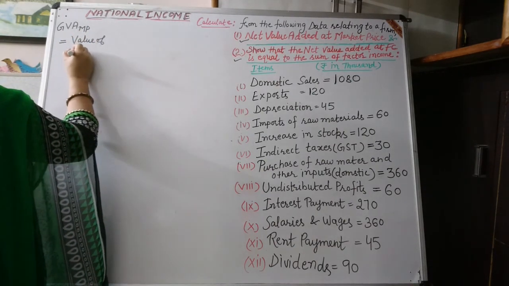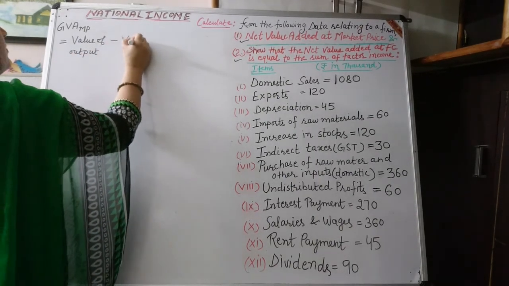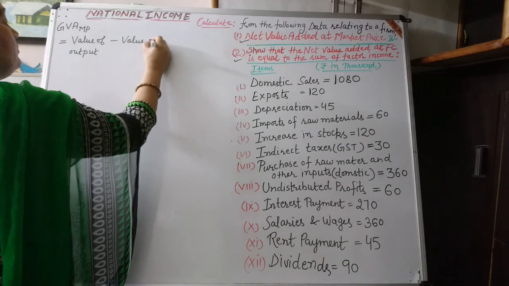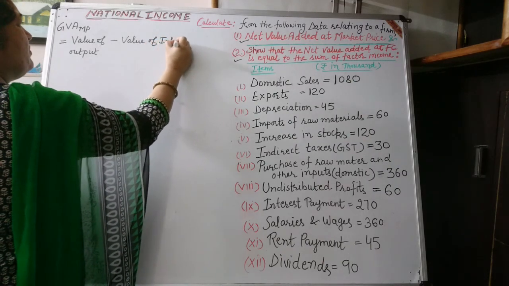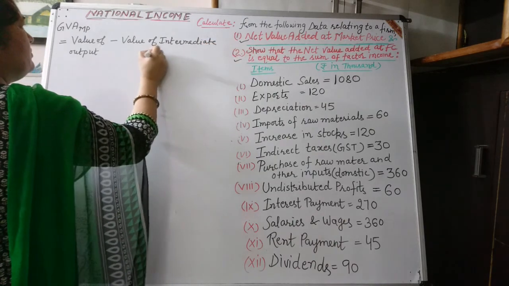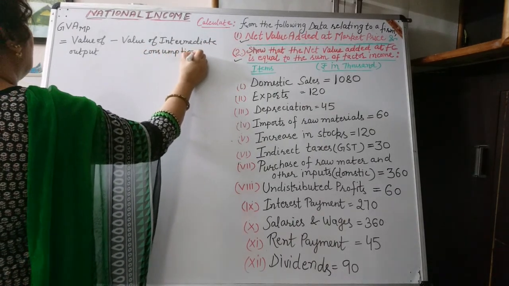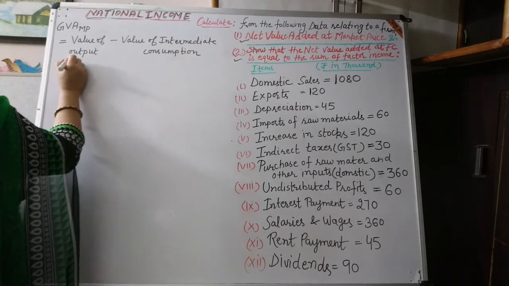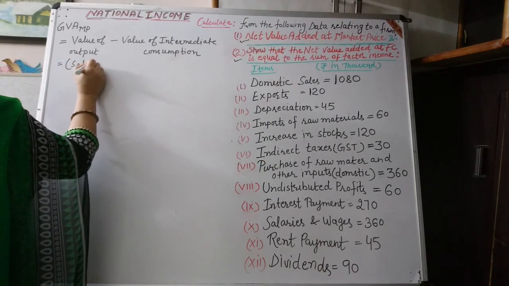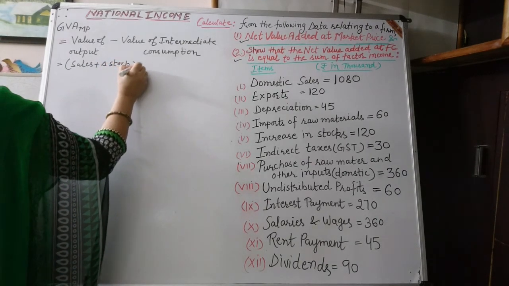value of output minus value of intermediate consumption. Here value of output is equal to sales plus change in stock. So let us put the value.